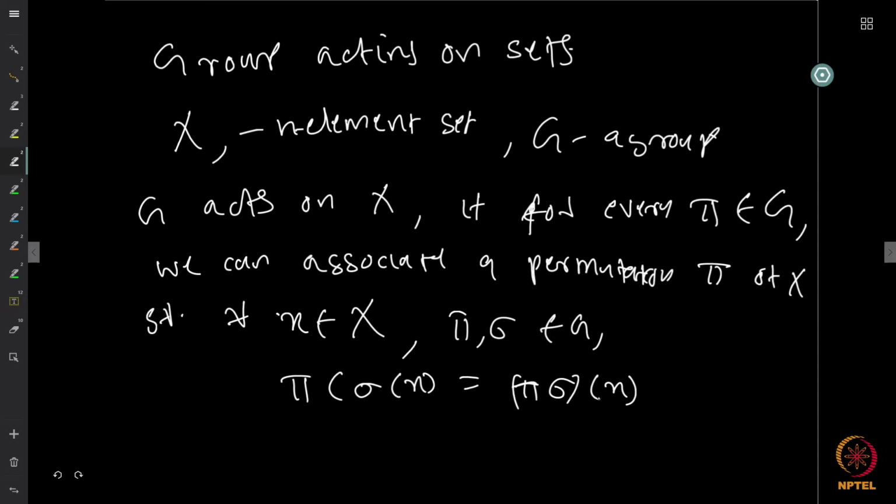So pi sigma is now an element which is also representing some permutation, right? So pi of sigma of x is equal to pi sigma of x. So if this is true for every x and every pi and sigma, then we say that the group G acts on X. Okay.